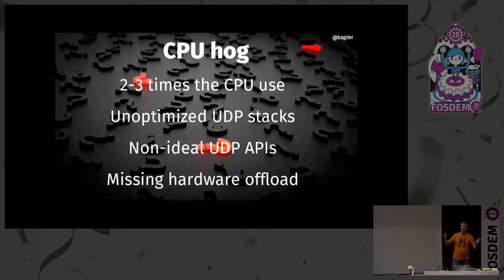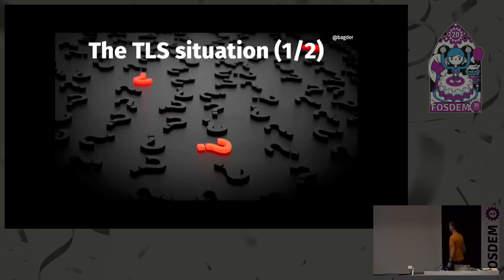And of course, there's no hardware offload for QUIC. And anyone who knows a little bit about serving TLS in a big server farm, you have hardware offload to take care of the crypto stuff in TLS. That's not there for QUIC yet because TLS is different in QUIC. I'll get back to that in a bit.